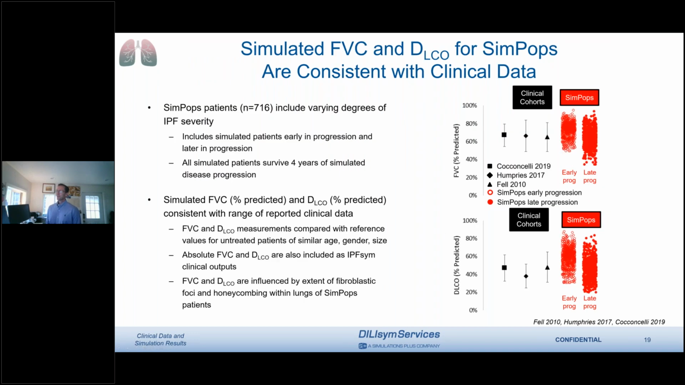We did the same thing with the respiratory outputs, the forced vital capacity and the diffusion capacity of the lungs for carbon monoxide, or FVC and DLCO. And so you can see again that the patients early in the progression versus late in the progression, there is a decline in respiratory function over time, and in both the early and the late, they are consistent with the data as reported.